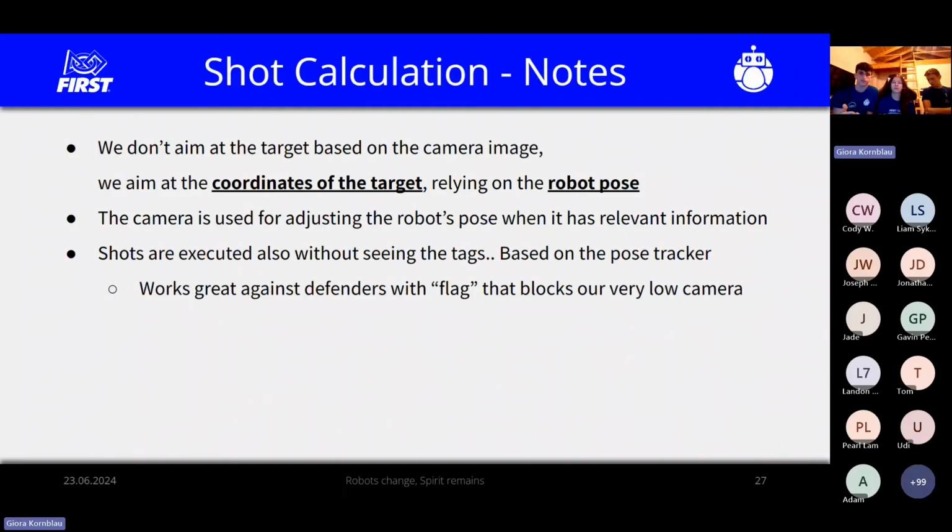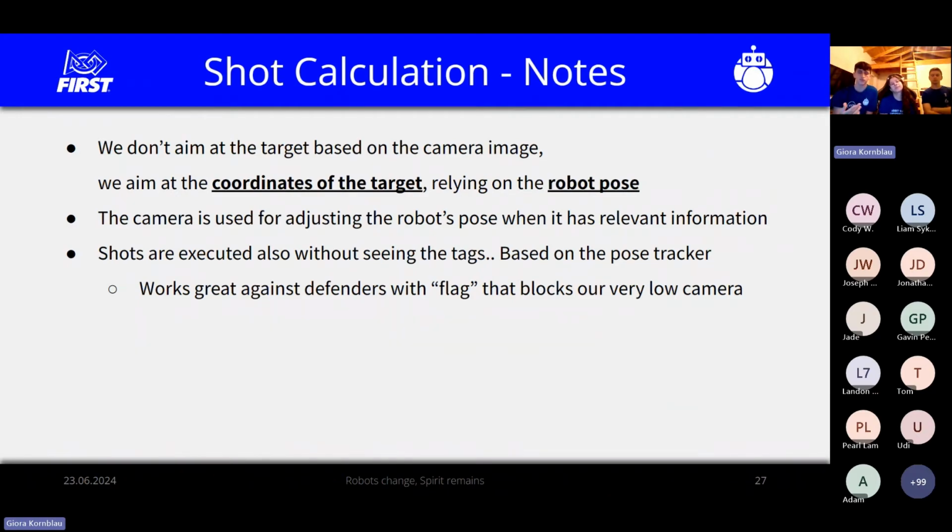The camera is used for adjusting the robot's pose when it has relevant information, such as seeing the speaker's tag when it's close to it and can reset its position off of it. And as I said earlier, shots can also be executed without seeing tags, based on the PoseTracker. This is why it's a really key feature in our code.